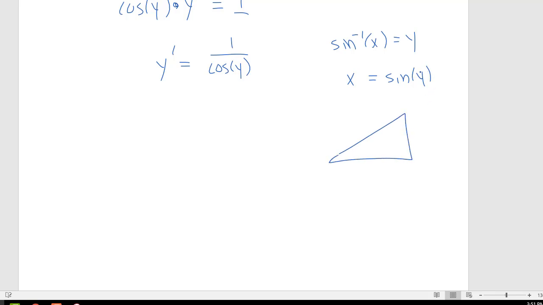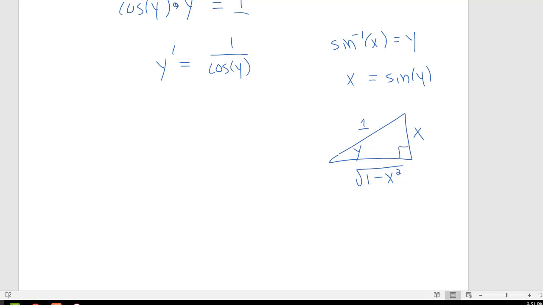Here's how I'm going to interpret this equation. This is some angle y, and the sine of that angle is x. Remember, the sine of an angle is opposite over hypotenuse. So if I think of sine of y equals x over 1, then this angle y in my right triangle has opposite side x and hypotenuse 1. If I use the Pythagorean theorem, a squared plus x squared equals 1 squared, and solve for a, I quickly find the other side is the square root of 1 minus x squared.